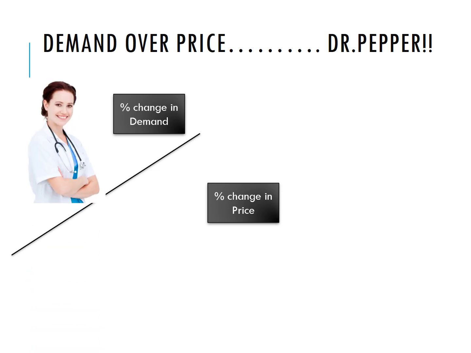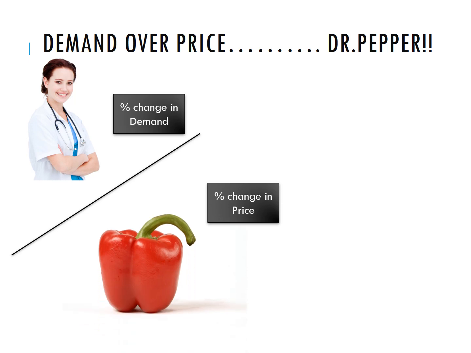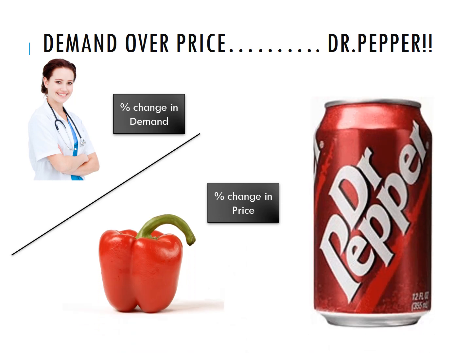So D for demand and D for doctor, and P for price and P for pepper, which gives us that well-known American soft drink, Dr. Pepper. So we have to remember D over P. Percentage change in demand over percentage change in price. And that's how I remember this formula.